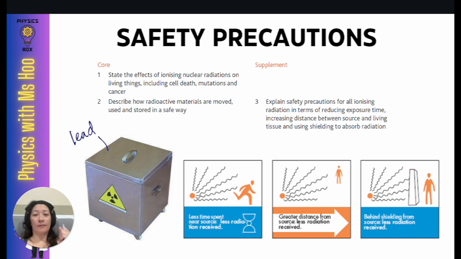In terms of the safety precautions when handling ionizing radiation, of course, we need to reduce our exposure time, because the less time spent on the radioactive radiation, the less damage that could happen to the individual. You also need to increase the distance between the radioactive radiation and the living tissue, so greater distance, less radiation, obviously. Or we can use a shield. So that means stand behind something that can block the ionizing radiation from reaching us.